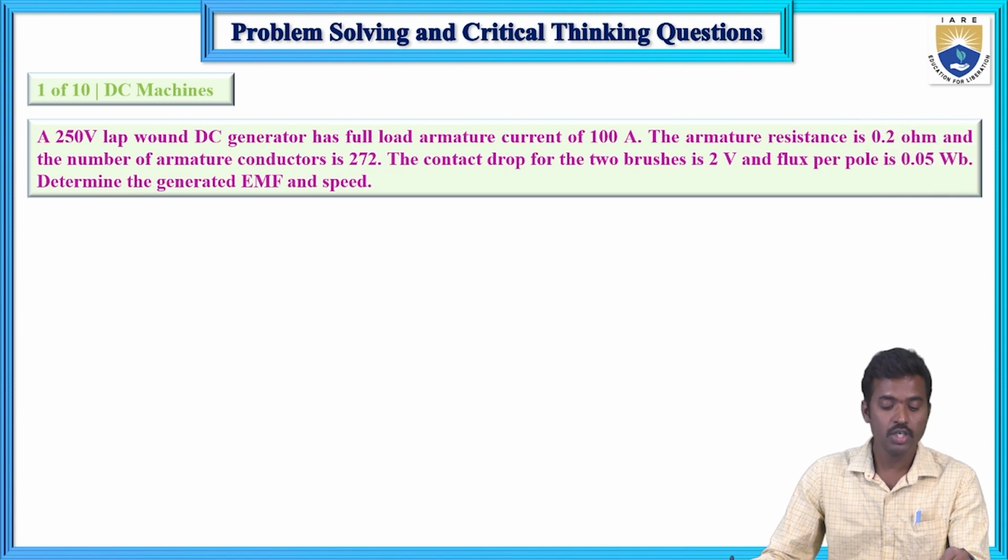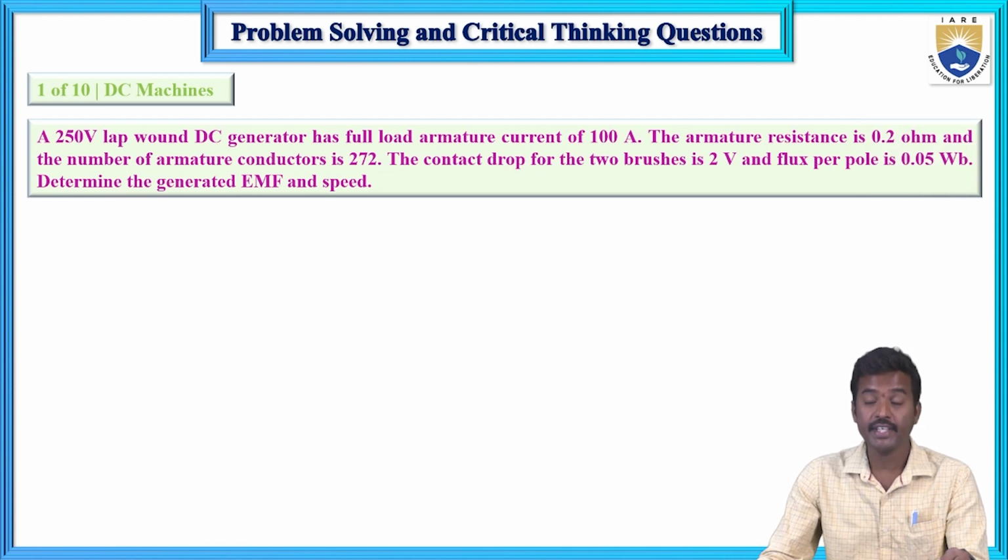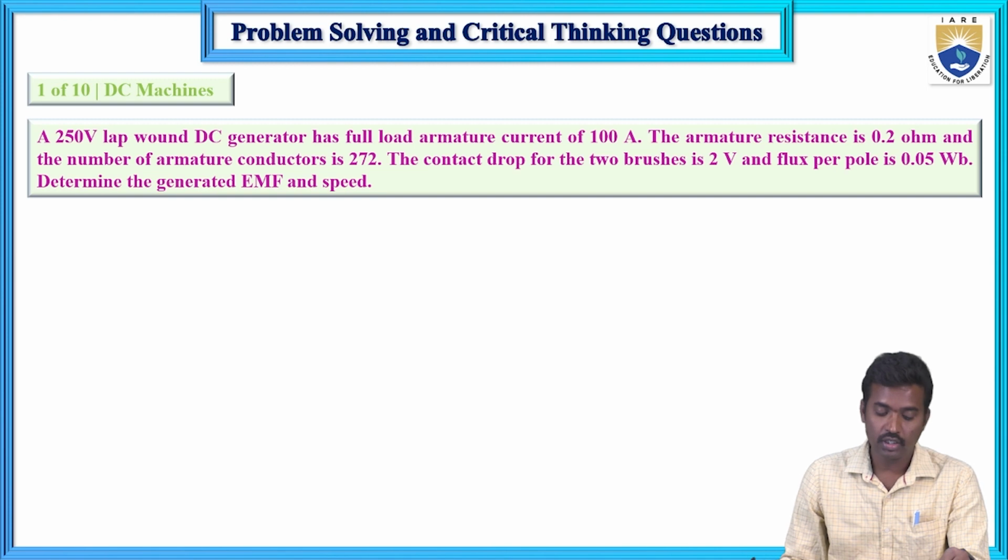A 250 volts lap wound DC generator has a full load armature current of 100 amps. The armature resistance is 0.2 ohms and the number of armature conductors is 272. The contact drop for two brushes is 2 volts and flux per pole is 0.05 webers. Determine the generated EMF and speed. Now, moving on to the solution.